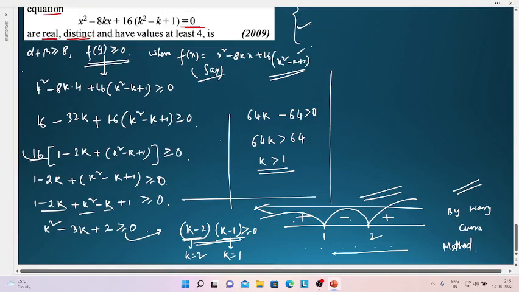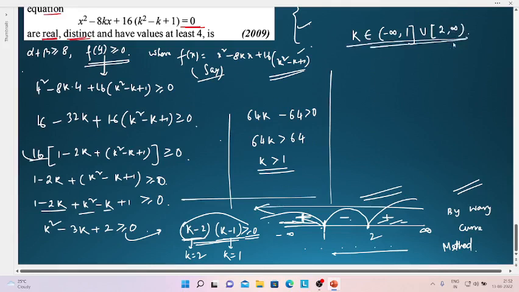So since that particular part is greater than or equal to 0, we have to take the positive part, which is that part and that part, and this is infinity and this is minus infinity. Since it is greater than or equal to 0, we have to take 1 and 2 also in the closed interval. So k will belong to minus infinity to 1 closed interval, union closed interval 2 to infinity, right?